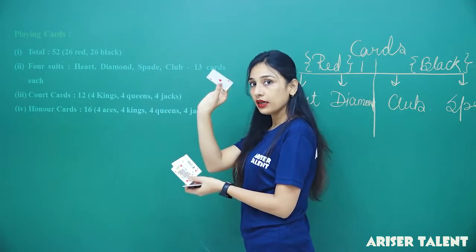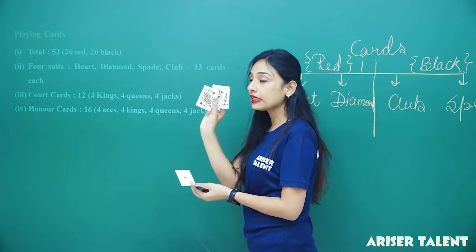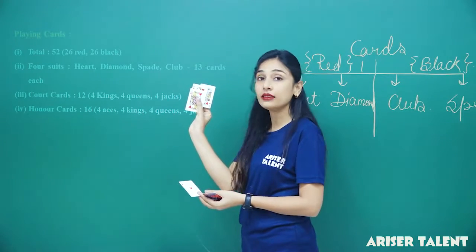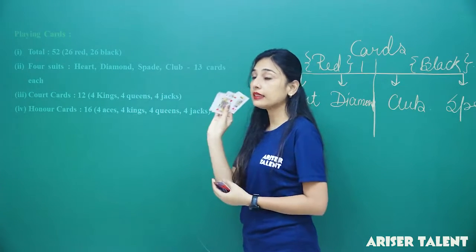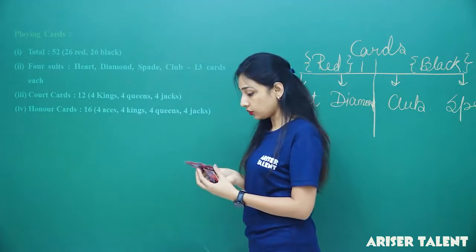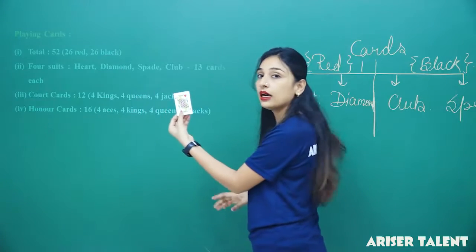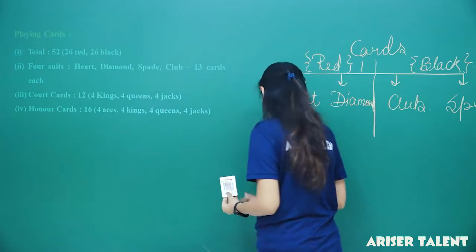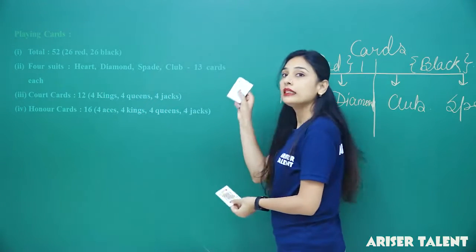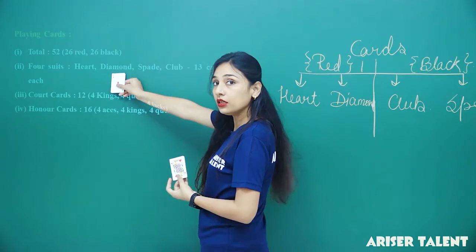If I remove the ace from there, then I'll have 3 cards left, and these 3 cards are court cards. But if I add the ace in that, then they will become honor cards. These 4 are honor cards. Now there are 4 suits. The first one is heart. Then the second one is diamond, because it's in the shape of a diamond, as you can see.